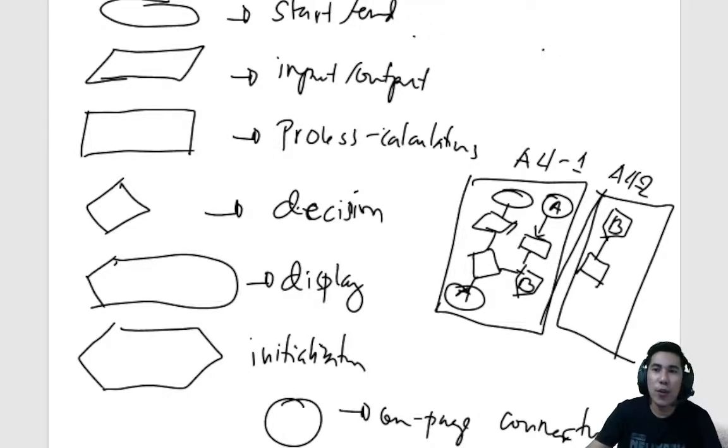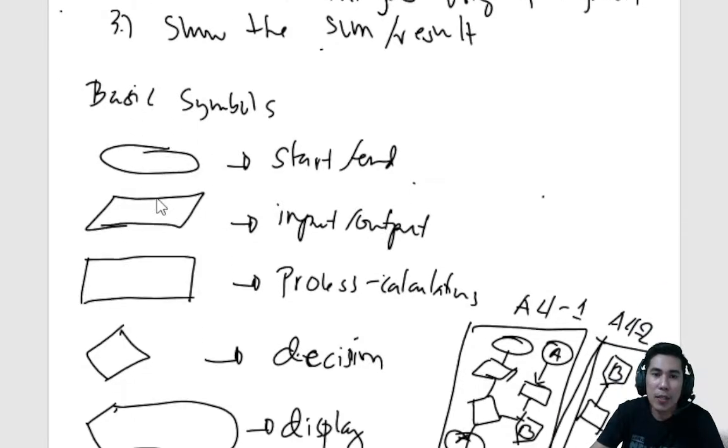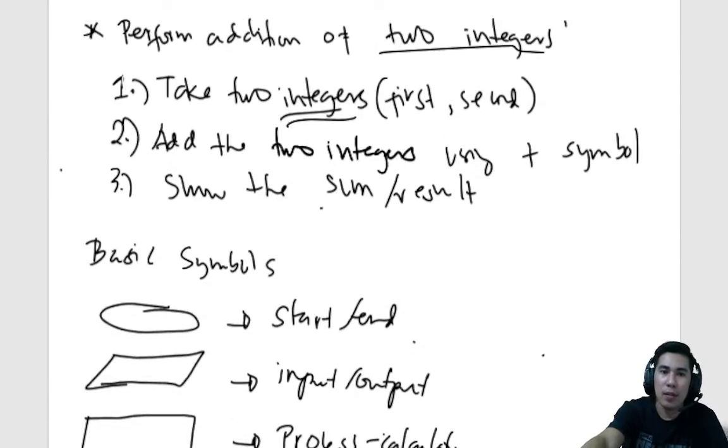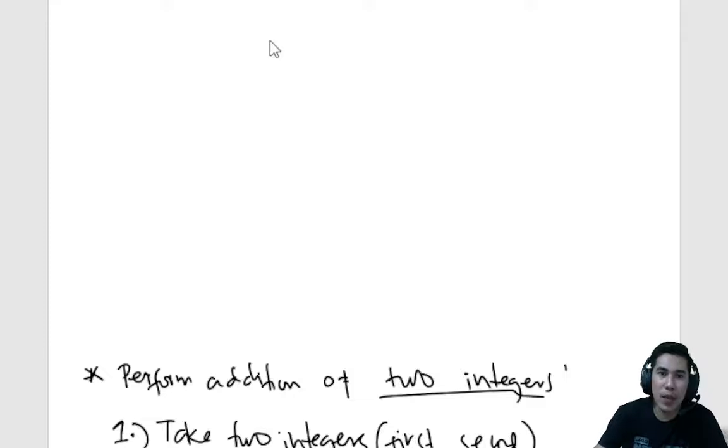All right. So that's the basic symbols of flowchart. Now let's convert this algorithm right here into a flowchart. Okay, sige, mag-flowchart na ta siya. So let's create a flowchart out of this pseudocode. So let's start from here.